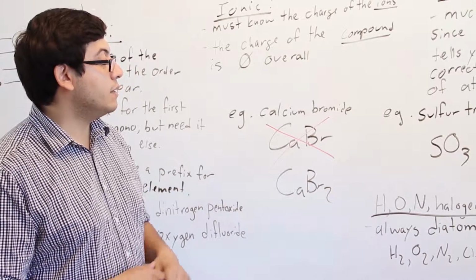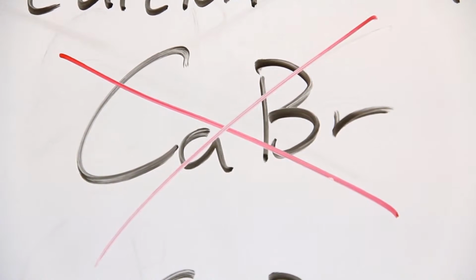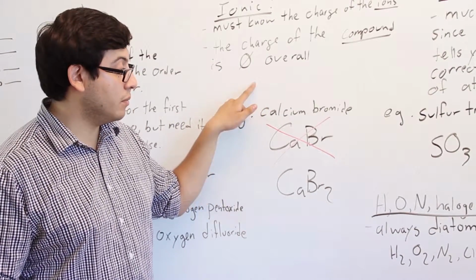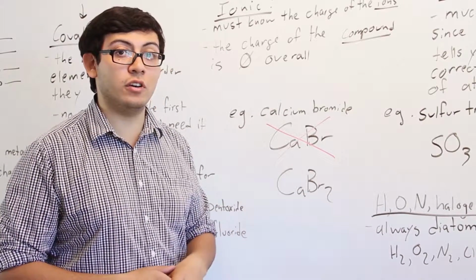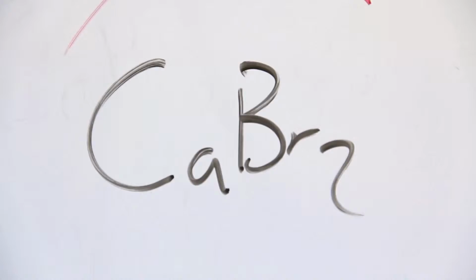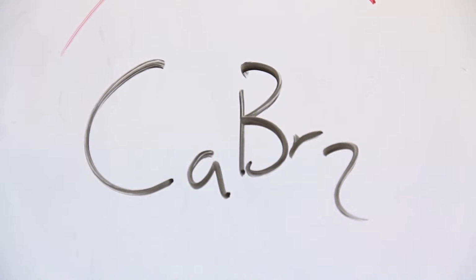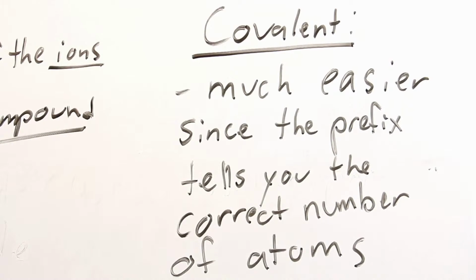So let's take a look at calcium bromide, for example. You could mistakenly write it as CaBr because there are no prefixes. That's wrong because you didn't take into account that the overall charge of the compound should be 0. Calcium forms a 2+ charge, whereas bromide forms a -1 charge. So you're going to need 2 bromides to counteract the +2 charge of the calcium to give it an overall 0 charge.